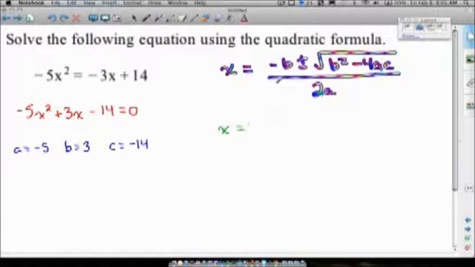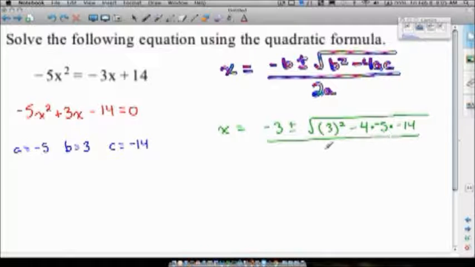We have x equals -b. That means take the opposite of b, so we have -3 plus or minus the square root. b squared, that's going to be 3 squared. You can go ahead and write 9 if you want, but I'm just going to write 3 squared. That's b squared minus 4 times our a, which is -5, times our c, which is -14, all over 2 times a, which is -5.